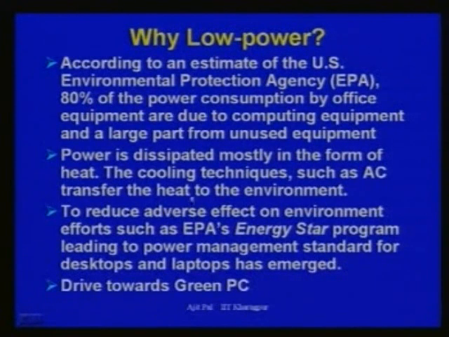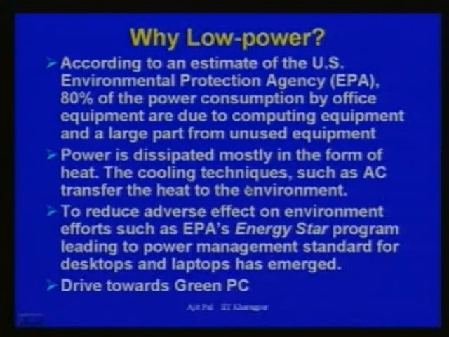Computers are on, power is getting dissipated, they are not being used. And what do you really do about the power dissipation? Power is dissipated mostly in the form of heat. That means the computers and peripherals are dissipating power, which is converted into heat. And what you are doing, you are turning on the AC, the air conditioner takes the heat from the room and puts it outside, so the environment is getting heated. Moreover, you are using toxic gases in air conditioners, which is also polluting the environment.